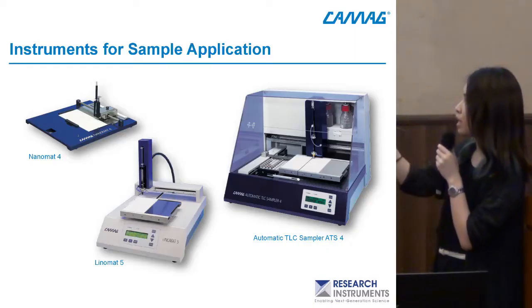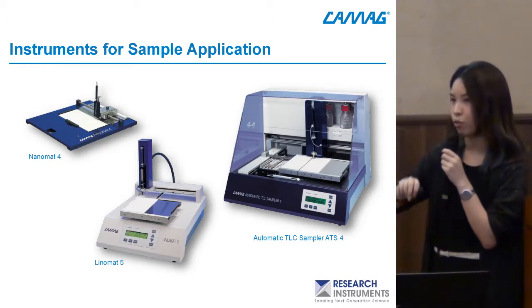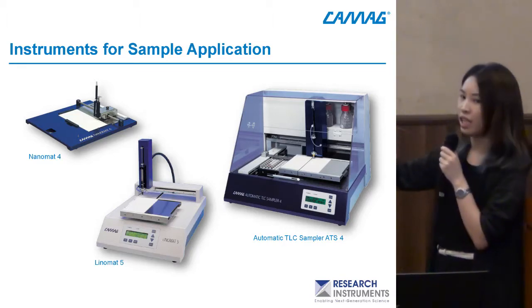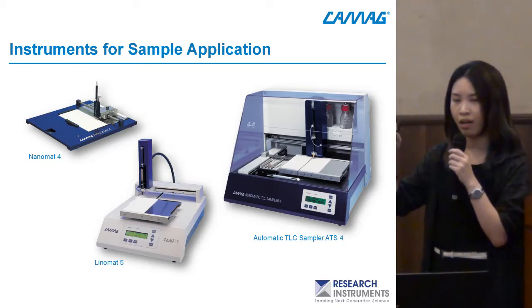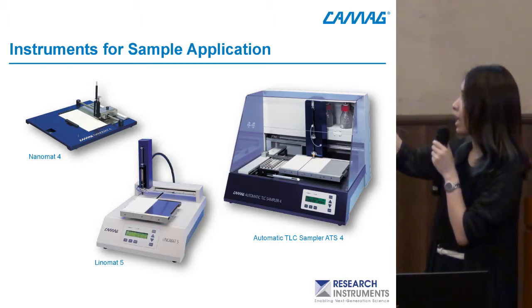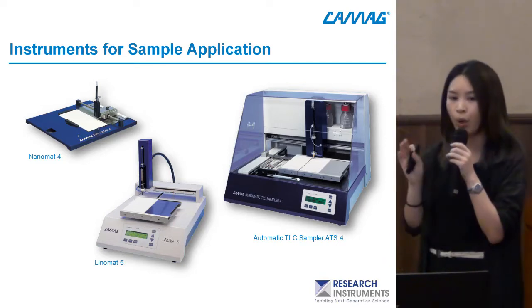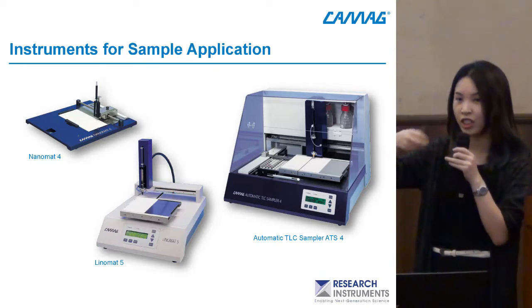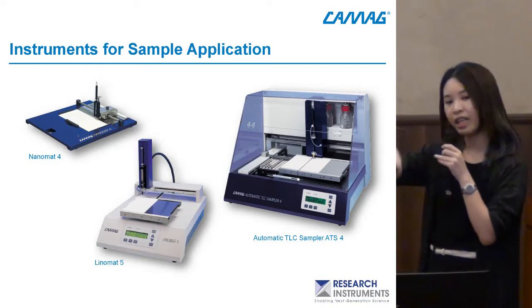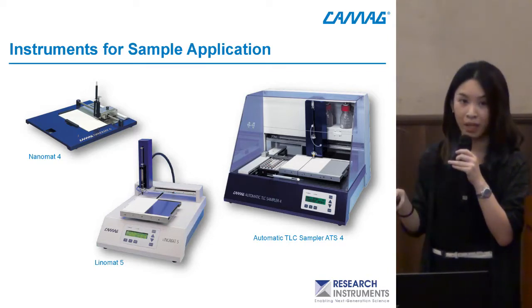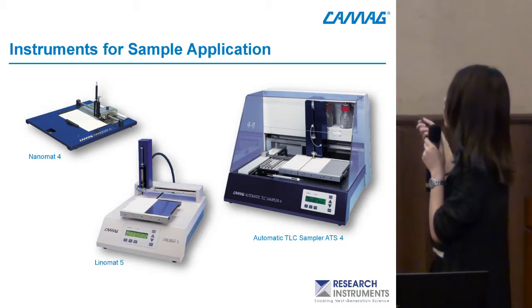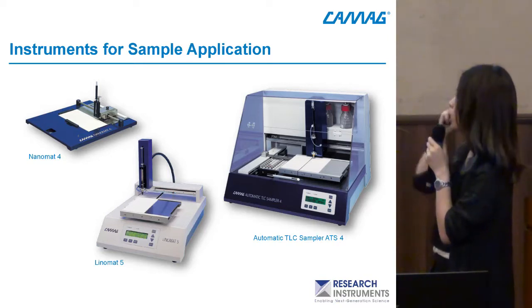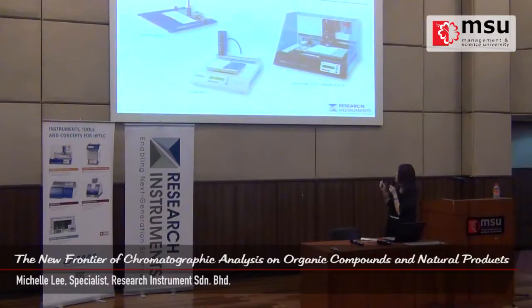So for sample application, our instrumentation has three kinds. Linomat is a very basic one. It's a manual kind, and you have a ruler that guides you. Nanomat is a semi-auto. You have to manually do the sampling with the syringe, place the syringe here, and then it will automatically apply onto your plate. So this is semi-auto. And the last one, our ATS4, is a fully automated sample application. I'll brief more on this one later.